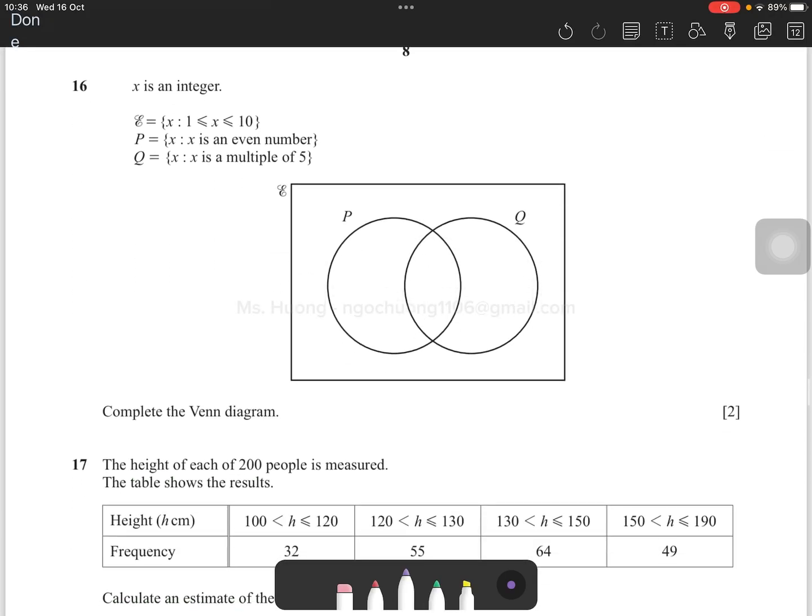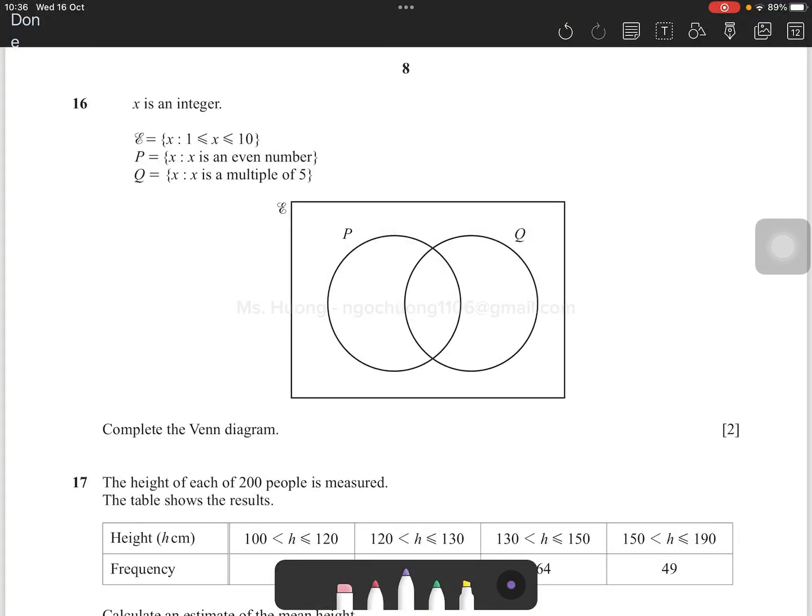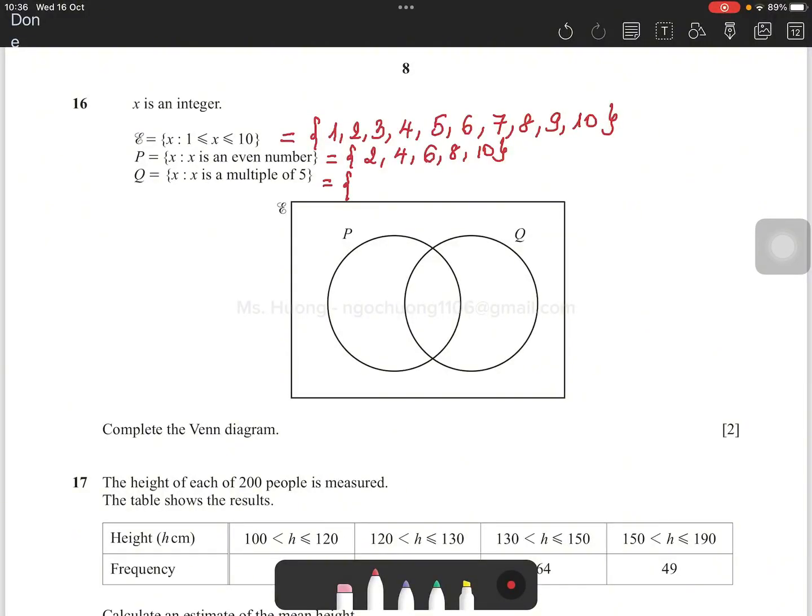Question 16. x is an integer. The universal set is the set of x so that x is bigger or equal to 1 and smaller than or equal to 10. So this set has 10 members: 1, 2, 3, 4, 5, 6, 7, 8, 9, and 10. P is the set that x is an even number. So this set includes 2, 4, 6, 8, and 10. And Q is the set of multiples of 5. So there are 2 members, 5 and 10.